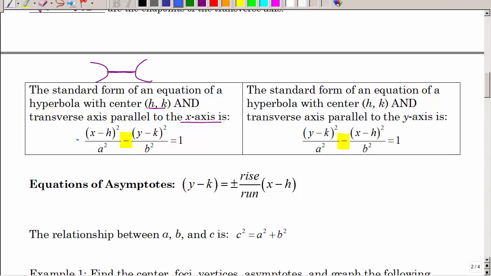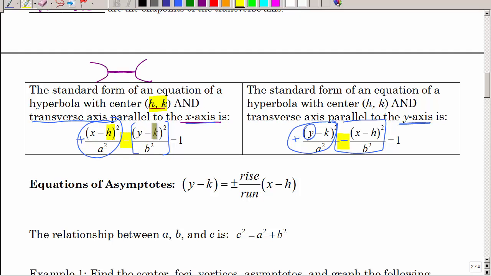This is the positive value, this is the negative value. Whatever is the positive one, that's going to be your transverse axis, or what's parallel to it. So if x is positive, we're going to have a transverse axis that's parallel to the x-axis. Over here, this is the positive quantity, and this is the negative because of that minus sign. The y is positive, so our transverse axis is parallel to the y-axis. I want to again emphasize that we have that h and k.